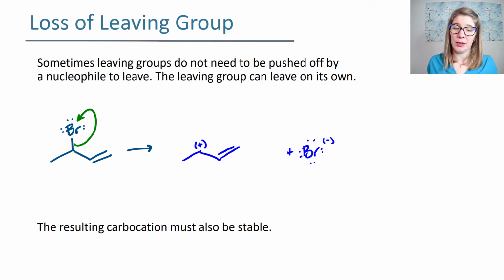How do I know the carbocation is stable? Well, I can draw resonance structures for it. Oh man, resonance? You mean I have to remember resonance? Yep, that's never going away. So I can absolutely draw resonance structures for this, which makes it a nice stable carbocation. So your leaving group can either be forced off, like we saw in the last slide, or it can leave on its own. Either way, the leaving group needs to be stable once it's gone.